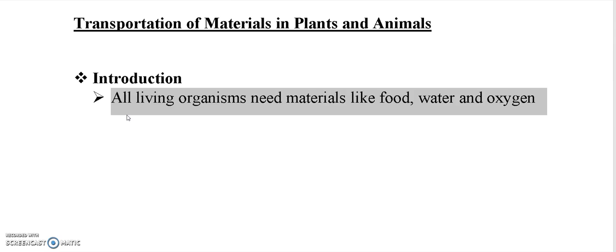All living organisms, be it plants, animals, or any other organism, need some materials like food, water, and oxygen. Plants even need carbon dioxide. Why all these things? Because all these materials are a basic necessity for their survival. To stay alive, the basic things all living organisms need are food, water, and oxygen. In case of plants, it is carbon dioxide.